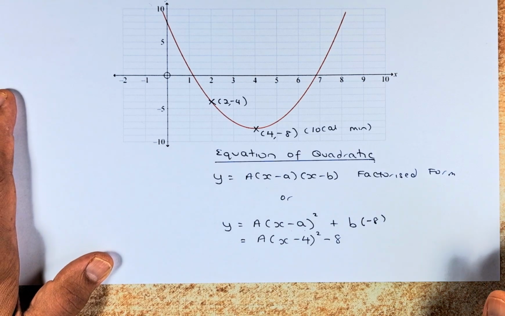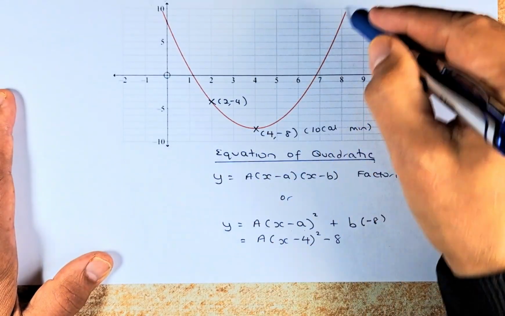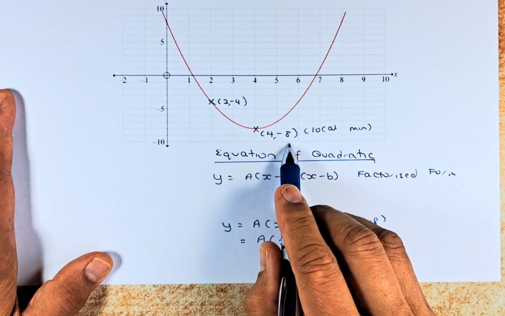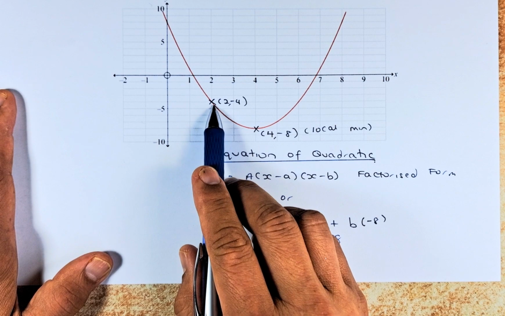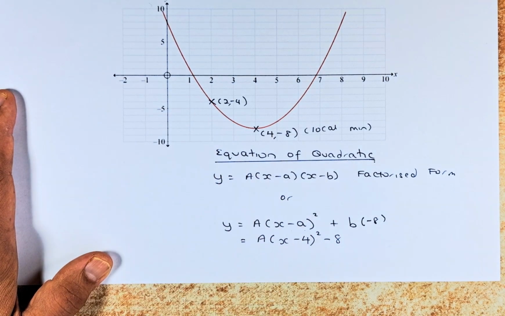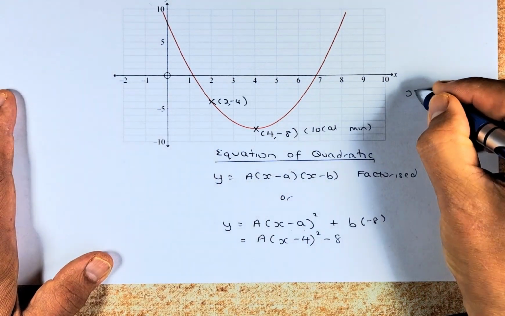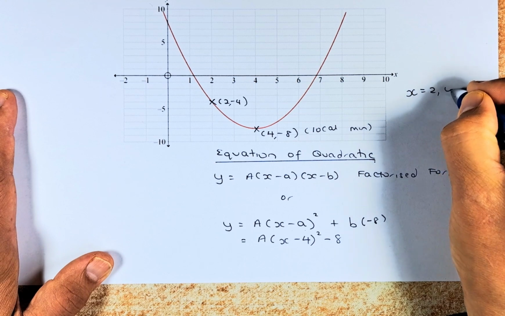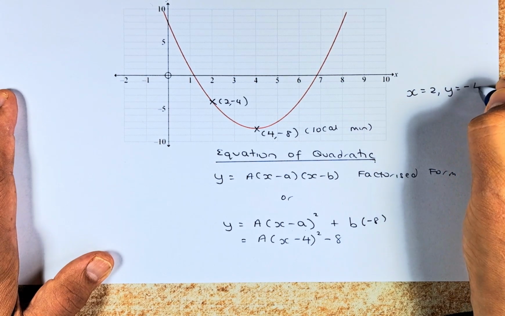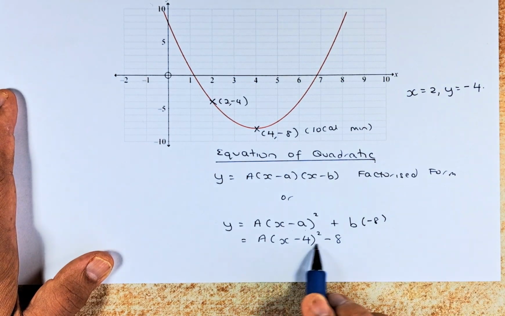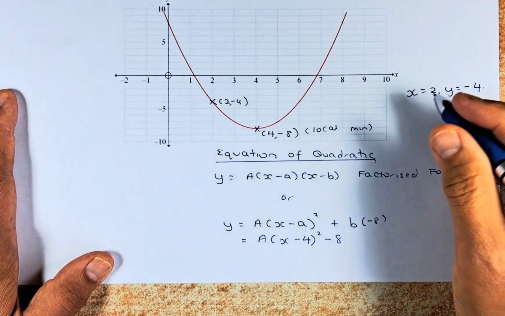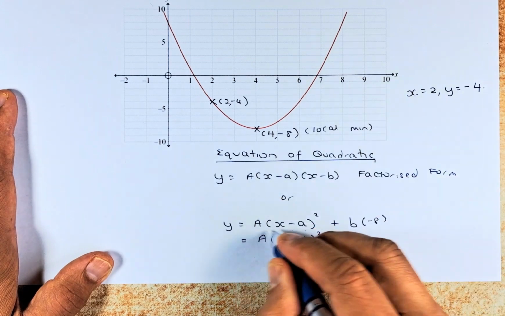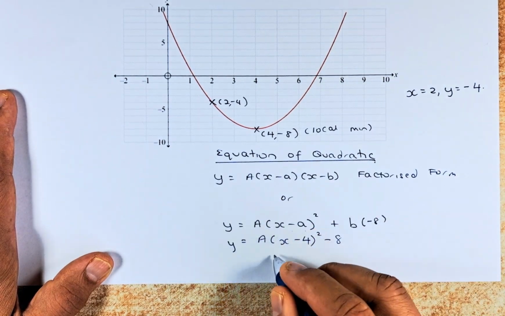So to do that, we are going to find any point on the graph except this point, because you have used this point before, we're going to use another point. So this point is 2 on the x-axis and negative 4 on the y-axis. What we're going to do, we're going to put x equals to 2, y equals to negative 4, and we are going to substitute into this equation. Okay, I'm going to do it here because I got no space here. So a is what we want to find. So y equals to that equation.